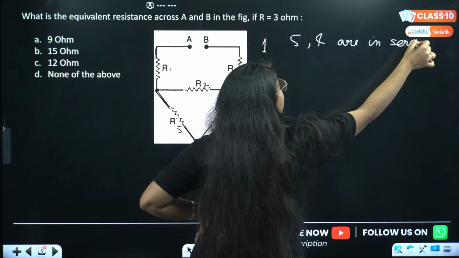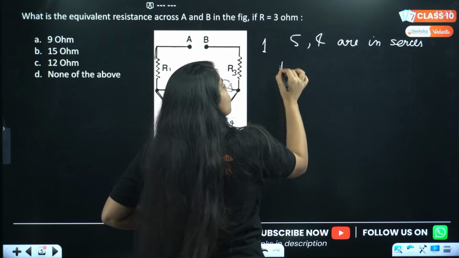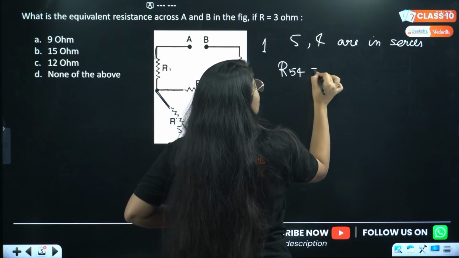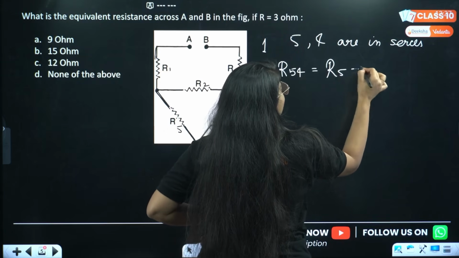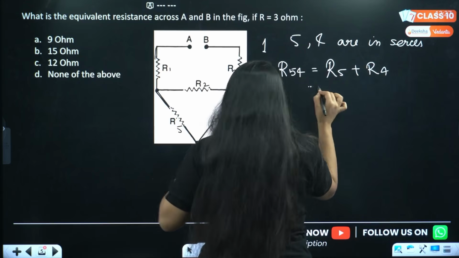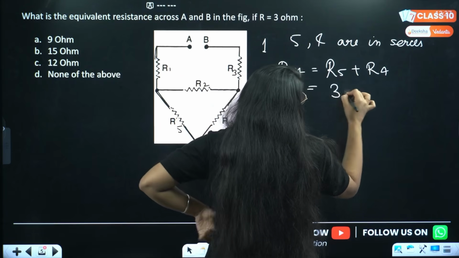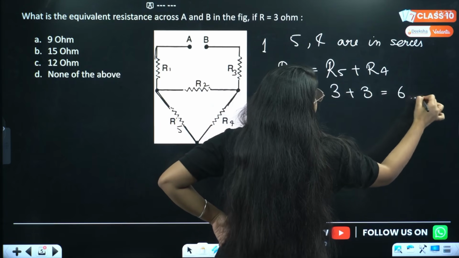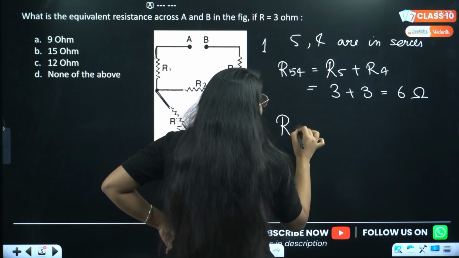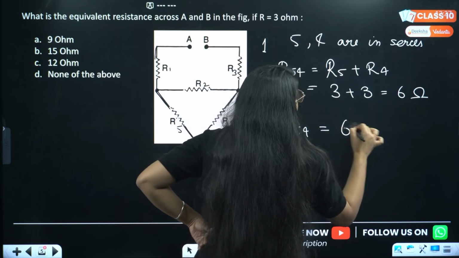So let me find their equivalent resistance. So R54 will be what? R5 plus R4, right? R5, all are 3. So 3 plus 3, that is 6 ohm. So R54 is 6 ohm.